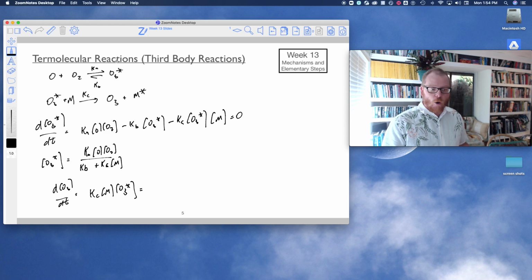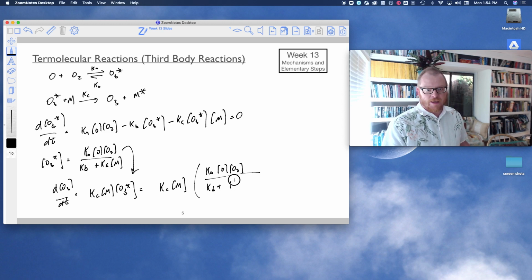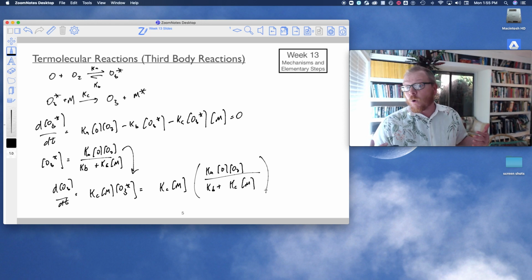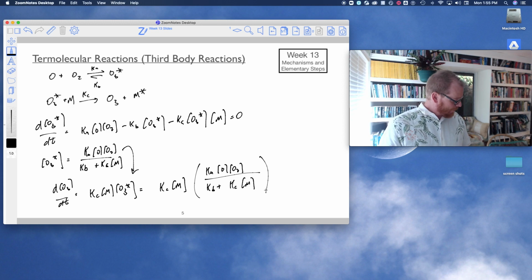So instead, we're going to take our steady state approximation and plug it in just like we did before. So now that's going to be Kc times M times Ka times O times O2, all divided by Kb plus Kc times M. And now, once again, we want to think of this in terms of a high pressure limit or a low pressure limit. So I'm going to continue on with this on the next slide.